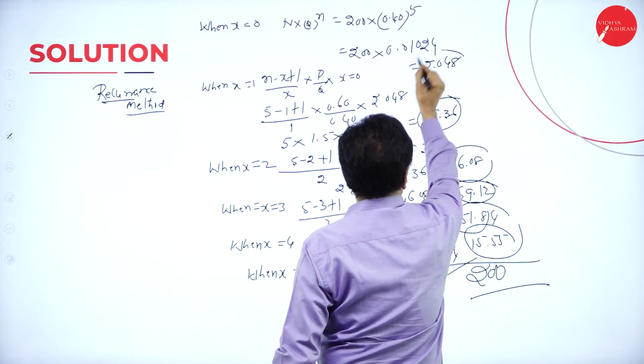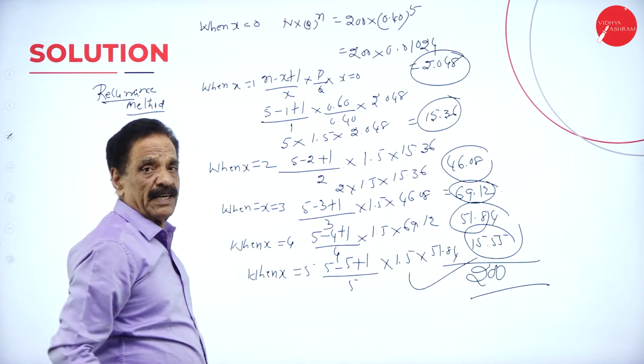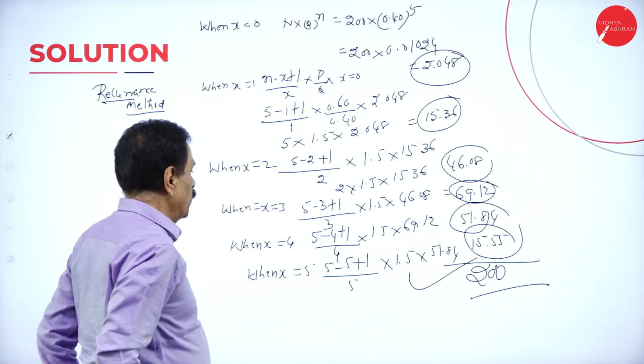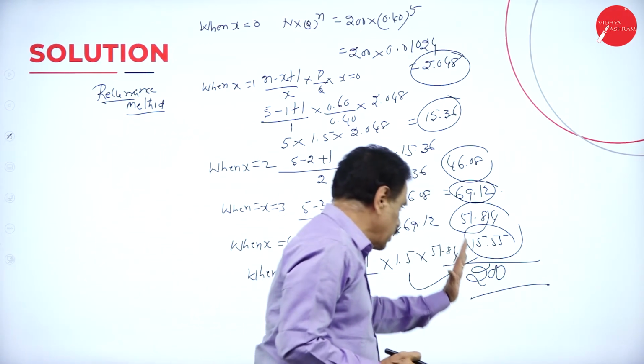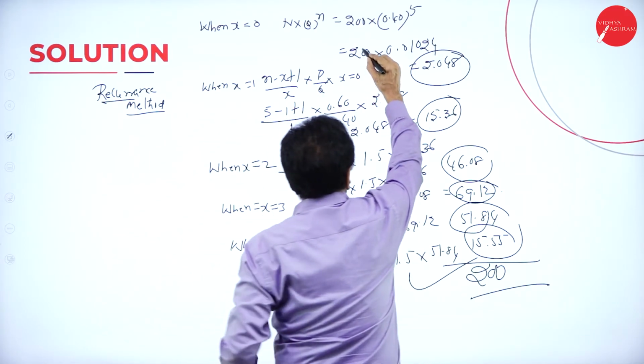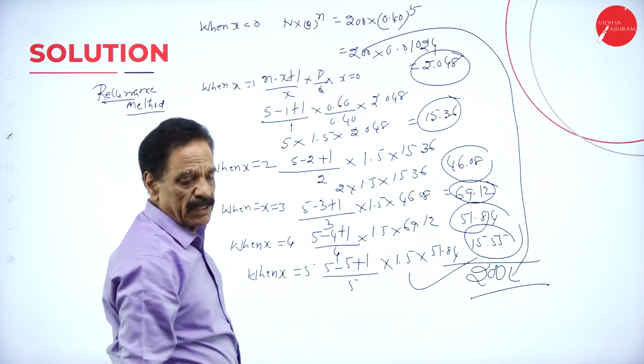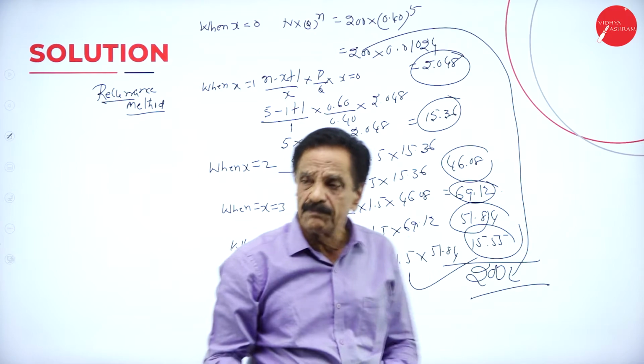This is called the recurrence method. This will come in the exam. You must be careful. When you add the figures, this should be equal to 200. What's your total frequency? 200. This answer you have to get. Now the last one.